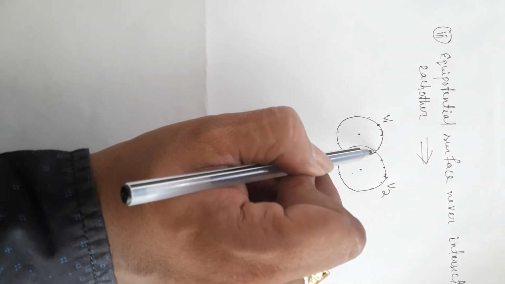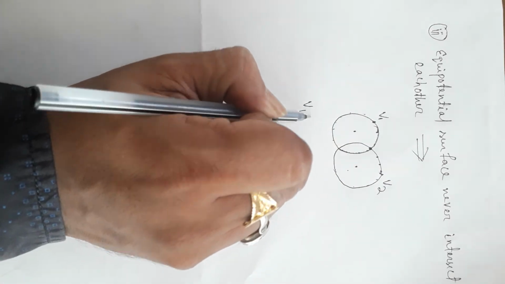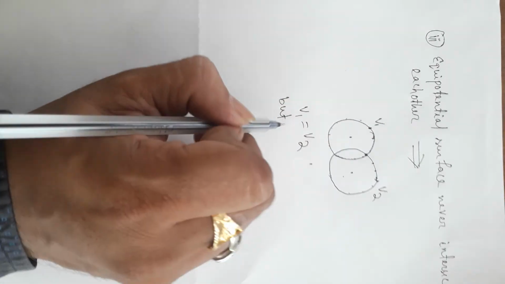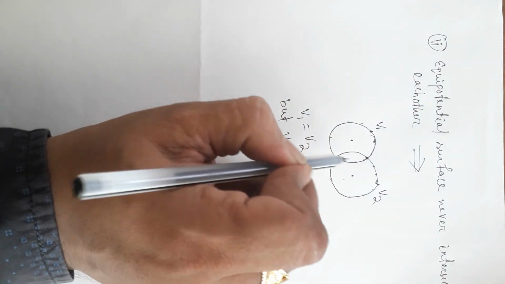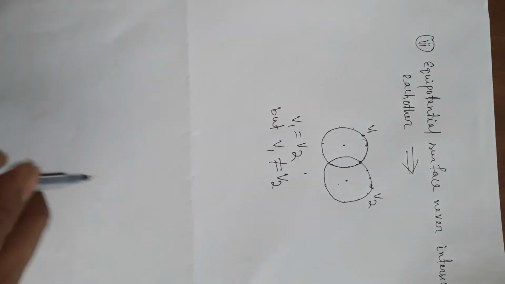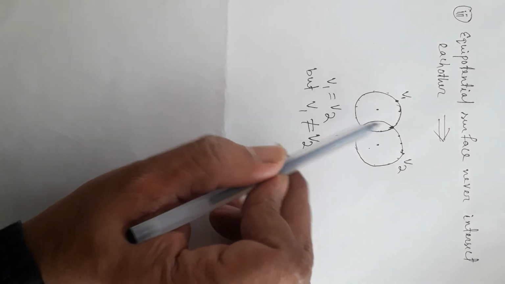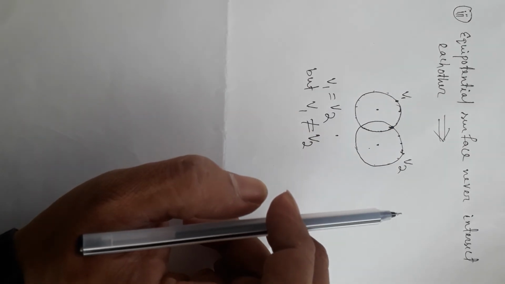But at the point of intersection, what is the value of potential? At this point V1 would be equal to V2, but we know V1 is not equal to V2, because the potential is different for different surfaces. At the point of intersection there would be two values of potential. So two equipotential surfaces never intersect each other.